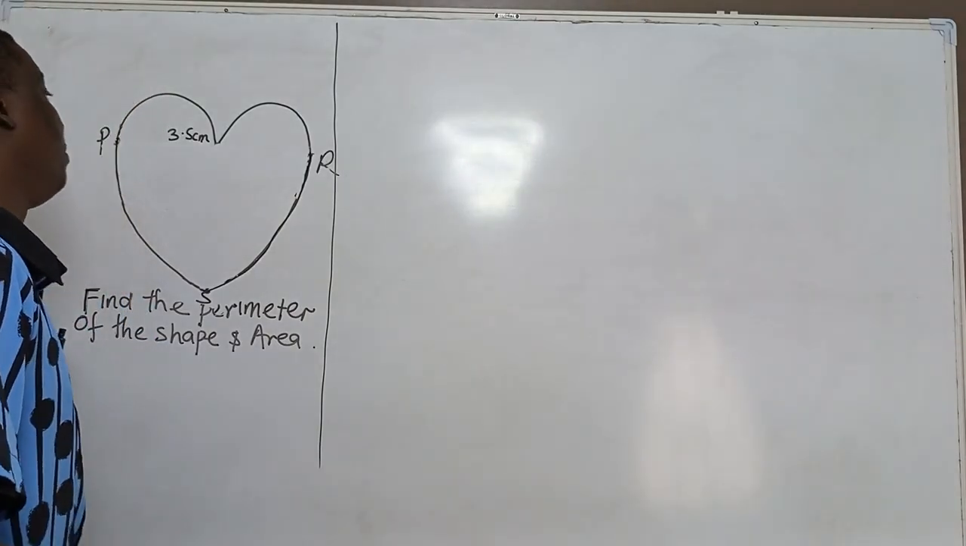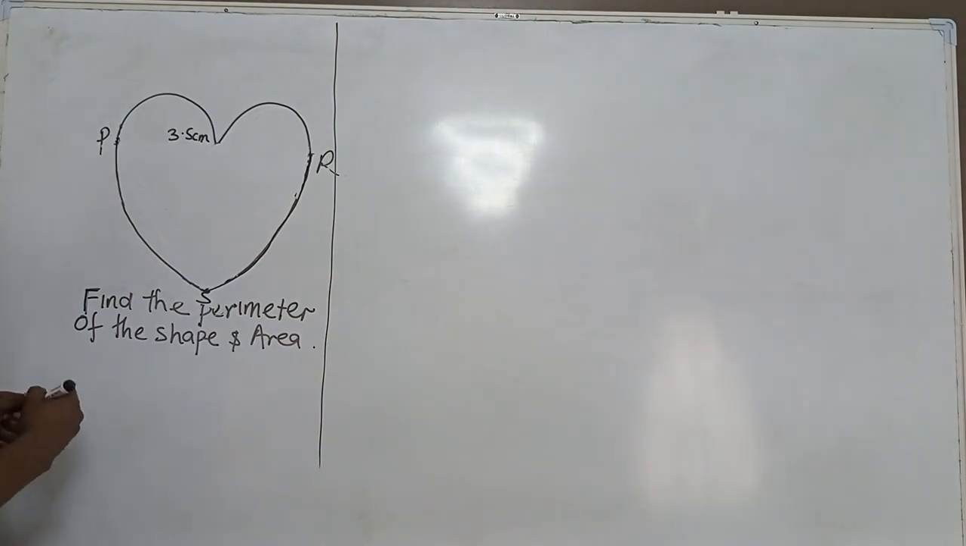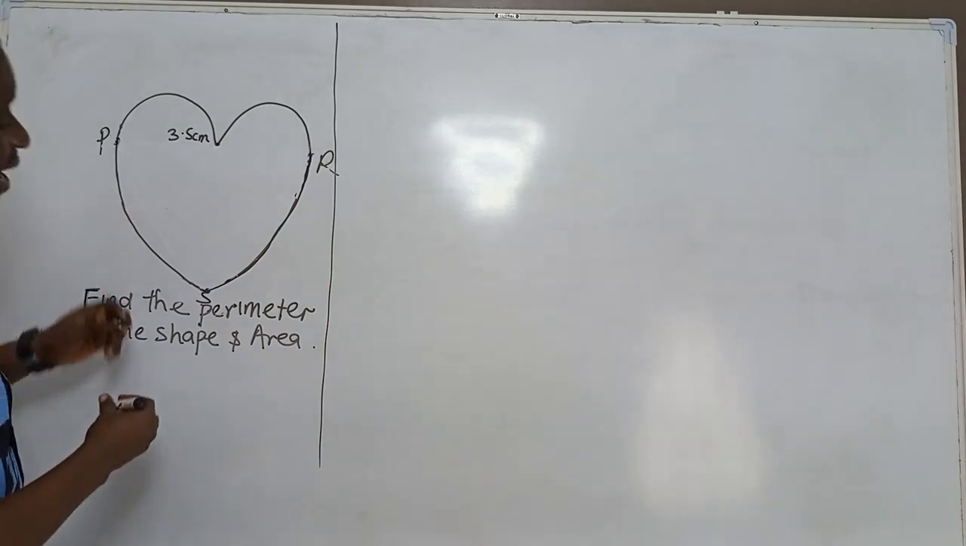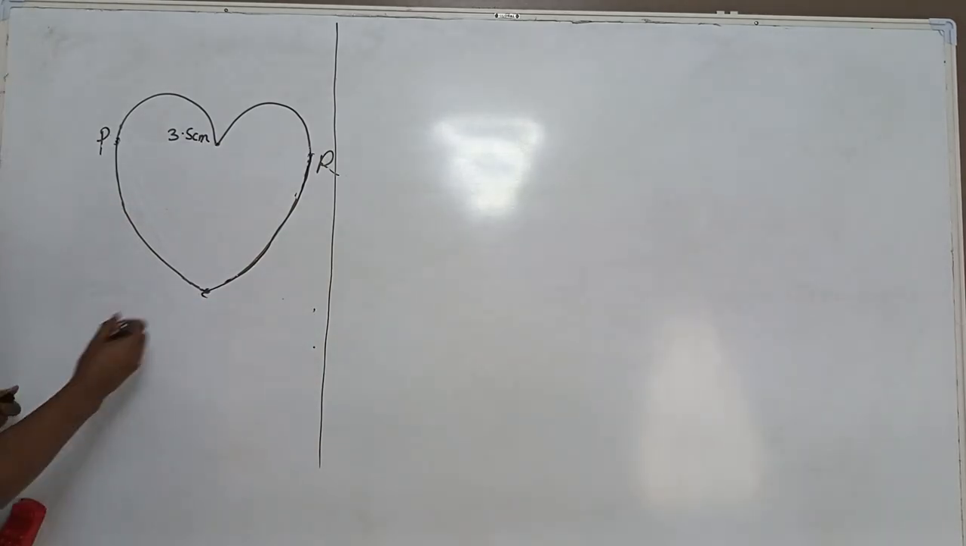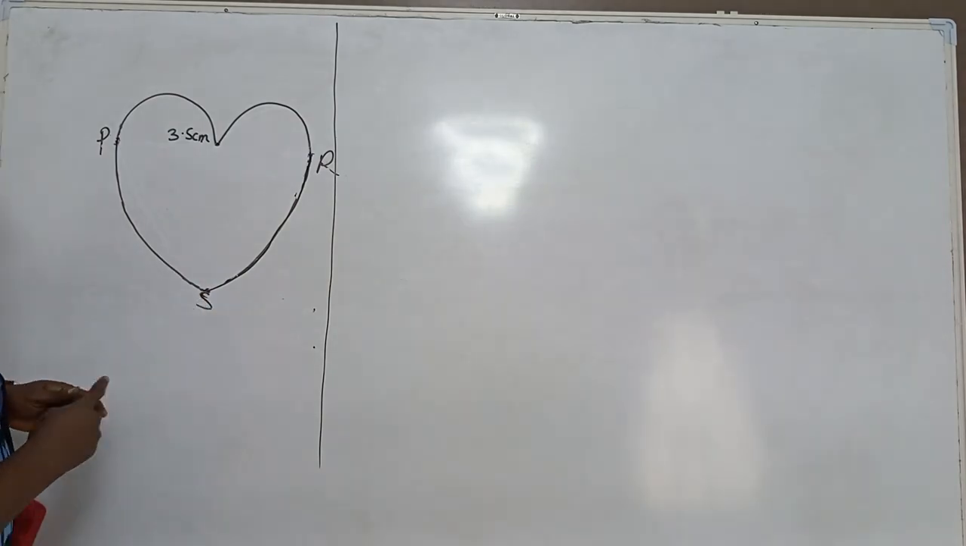We want to solve this problem and I want you to listen. Now, this problem is a kind of love shape. Find the perimeter of the shape and the area. How do we find the perimeter and area of the shape?